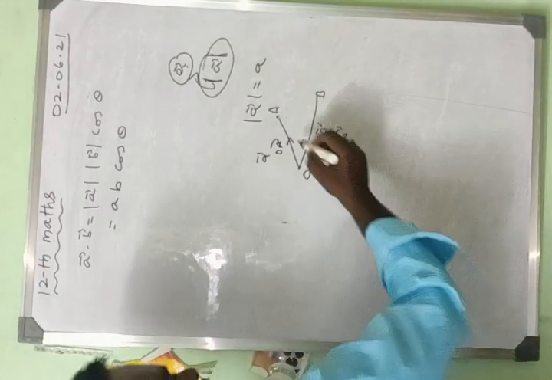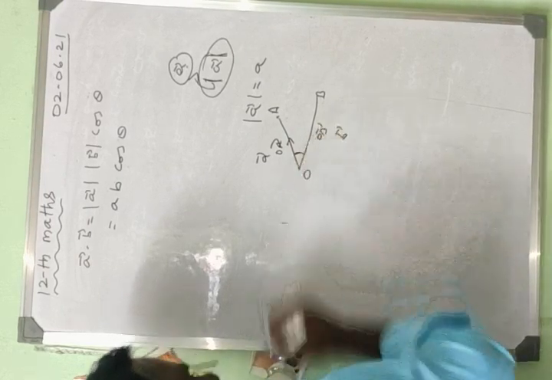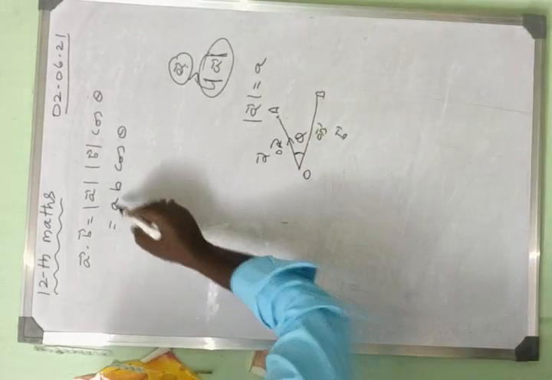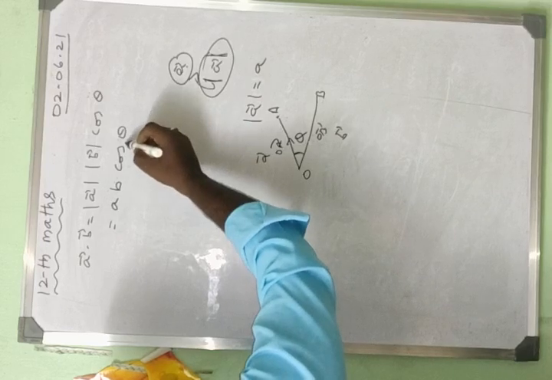What is the angle between vector A and vector B? Angle theta. We want the theta value. How to find this formula? Okay, so we want theta. Theta means angle.